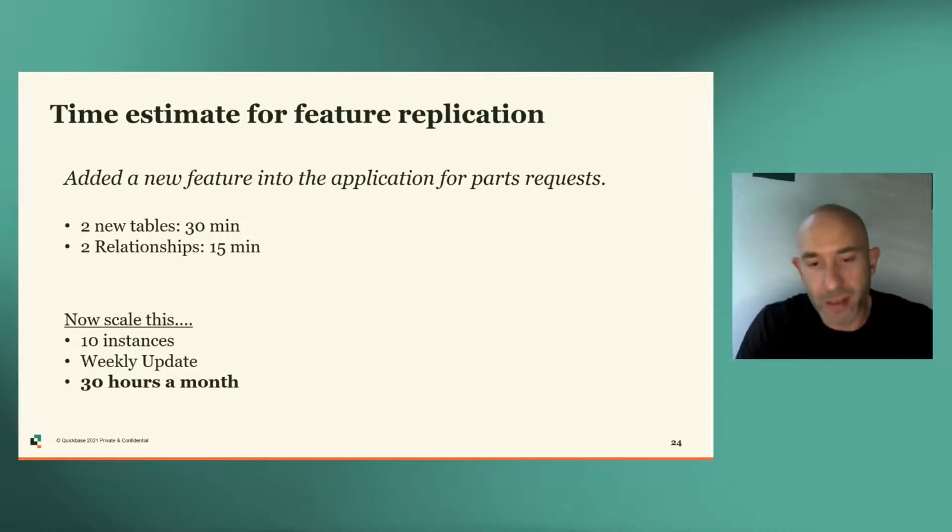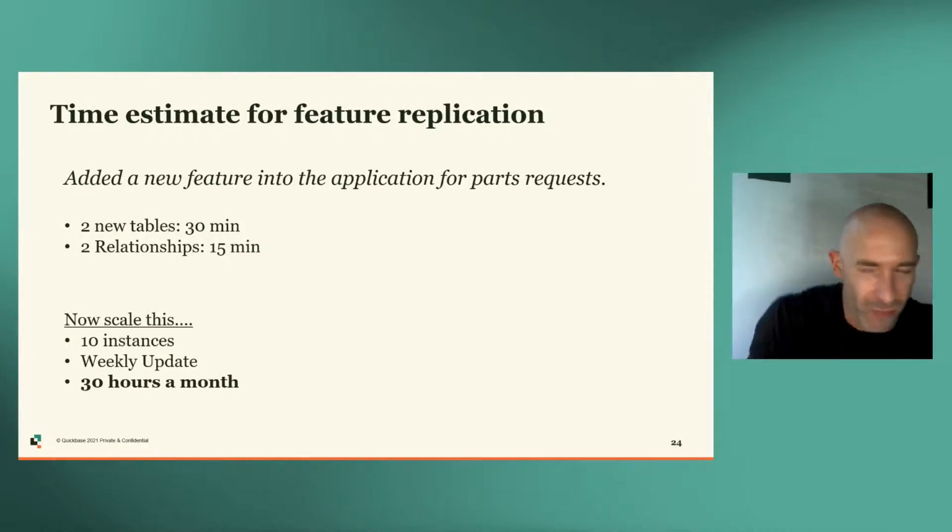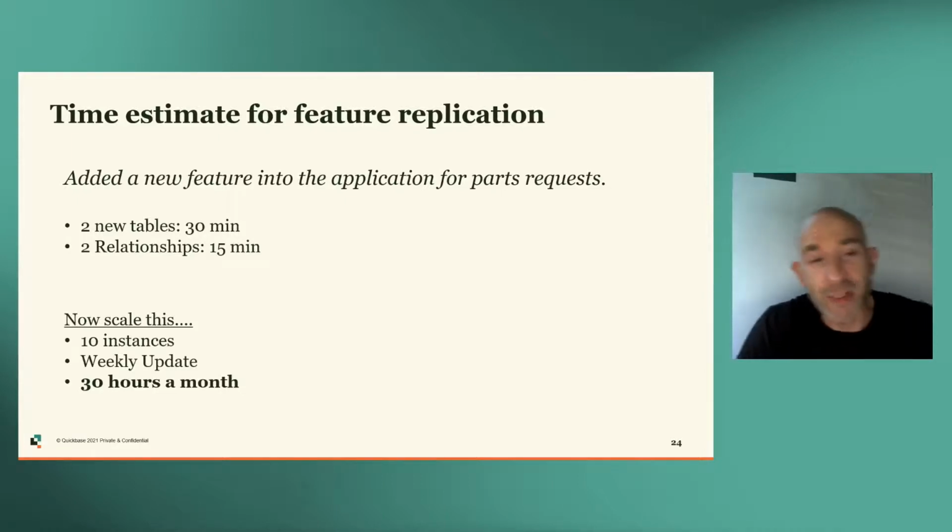And then you say, well, adding 2 tables and some fields, that's not that much time. It is quick. The idea of it is this is low code and it goes really fast. So maybe adding 2 new tables and 2 new relationships, 30 minutes for the tables and the fields, and maybe 15 minutes for relationships, which gives you a little time to test it out as well. But now think about scaling this. Let's say you've got 10 different copies of this app, and you're pushing your updates once a week. That could be 30 hours a month of time. That becomes a more significant chunk of time when you scale this out.